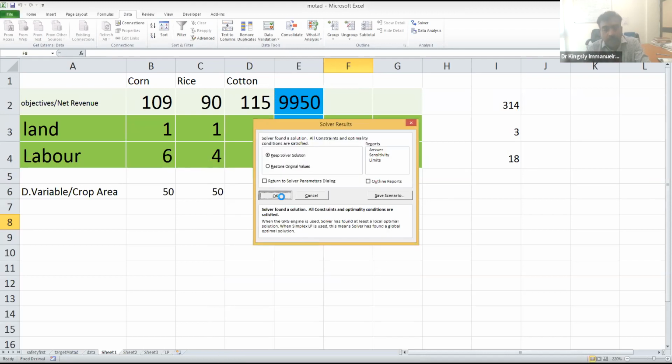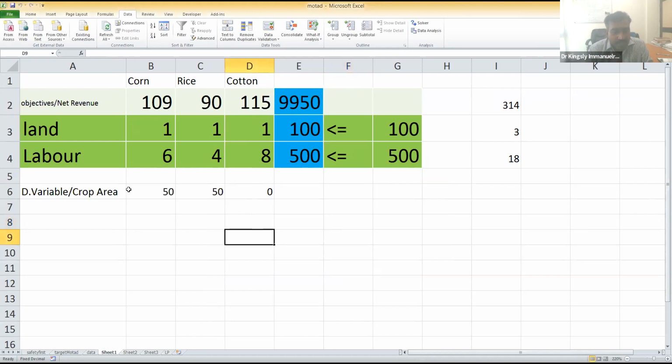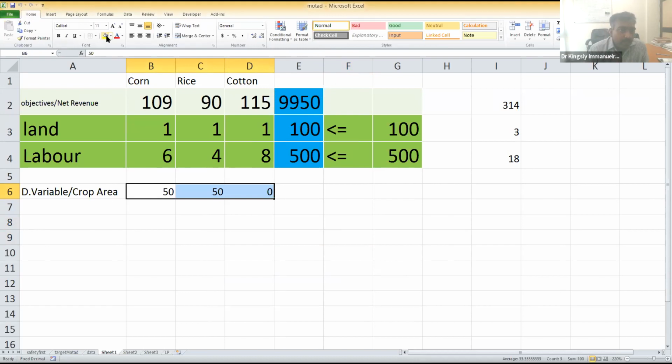So it gives me OK. What it says, this is my decision cell. Let me put it in red color or yellow color. I hope it may be a little visible to you. According to this model, it says if you allocate area under corn and rice, your net revenue will increase. That's what the model says.